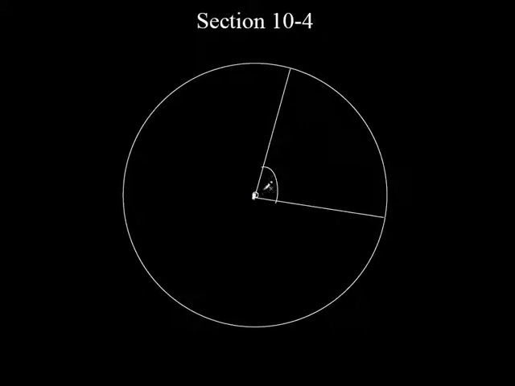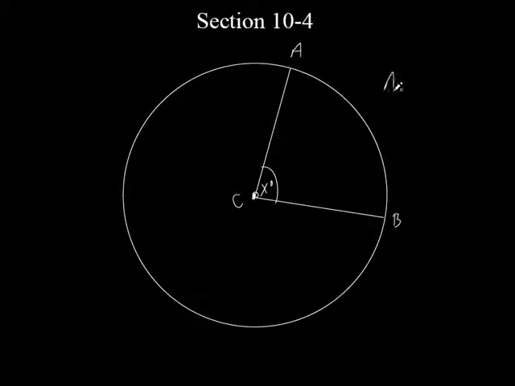Because where's the vertex of that angle? It's at the center of the circle. Okay, that's pretty easy, isn't it? It's the center of the circle, so it's the central angle. What do we know about the measurement? If this is x degrees right here, then the arc is the same thing, right?